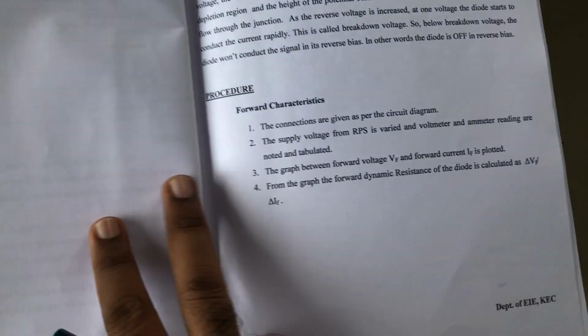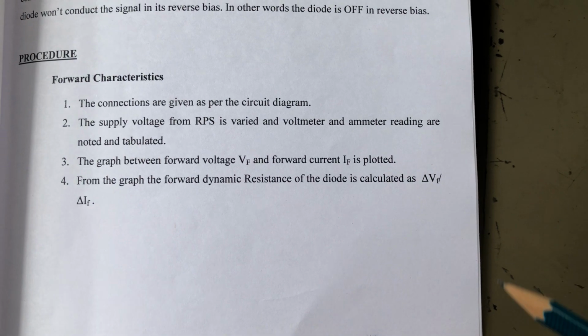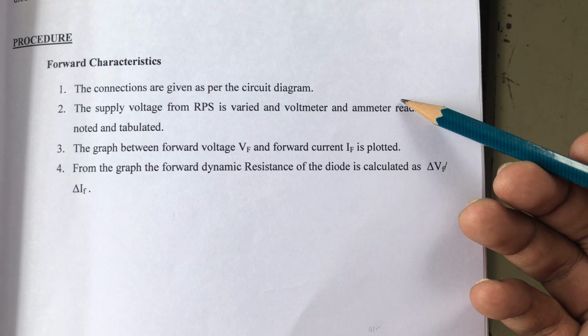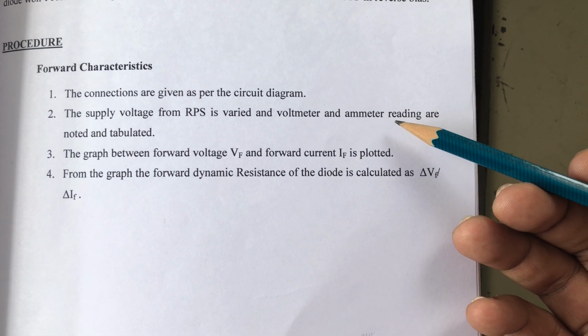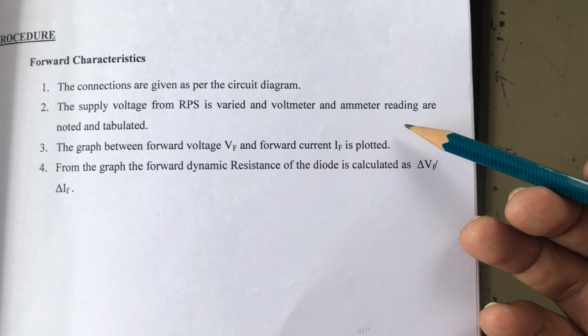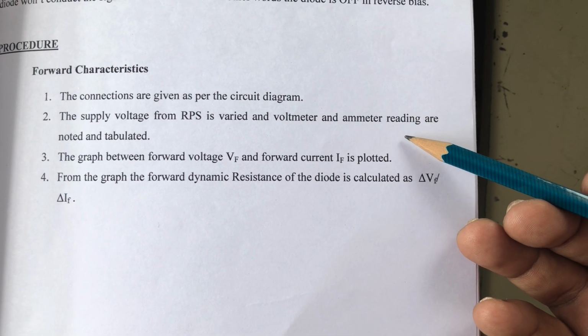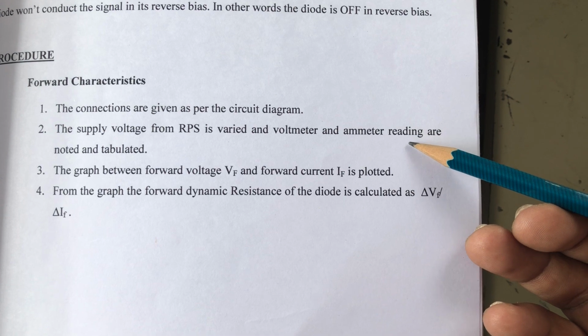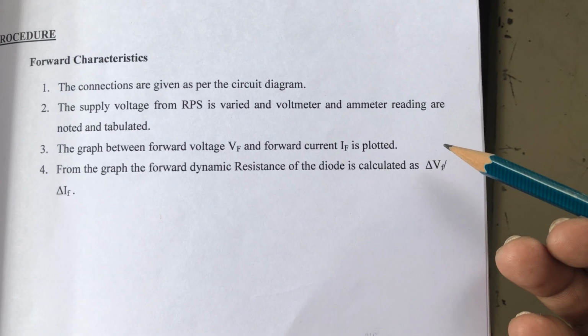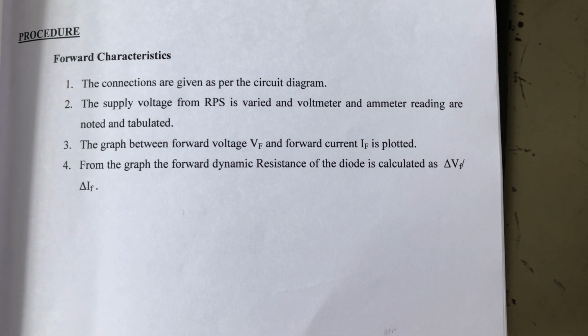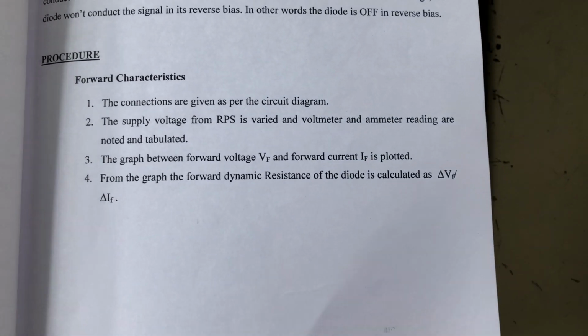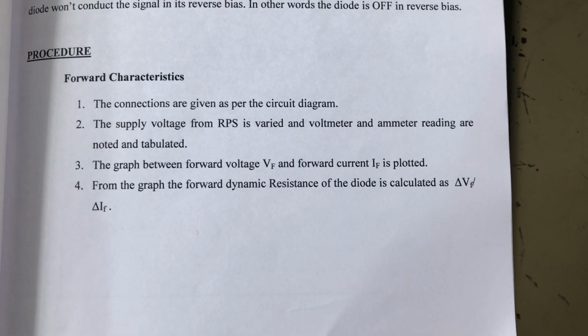So first we will see the procedure. As per the procedure, for forward connections, you should give the connections as per the circuit diagram. Then you have to increase the voltage from RPS. Based on that increase in RPS, your voltmeter and ammeter readings should be noted, and you have to tabulate it and plot the graph, right? This is the simple procedure.